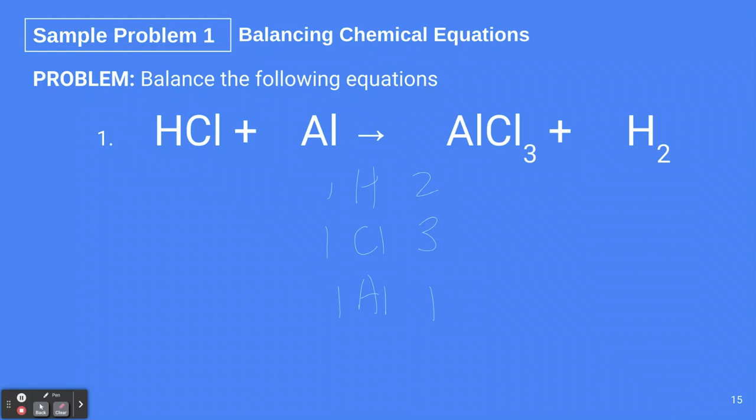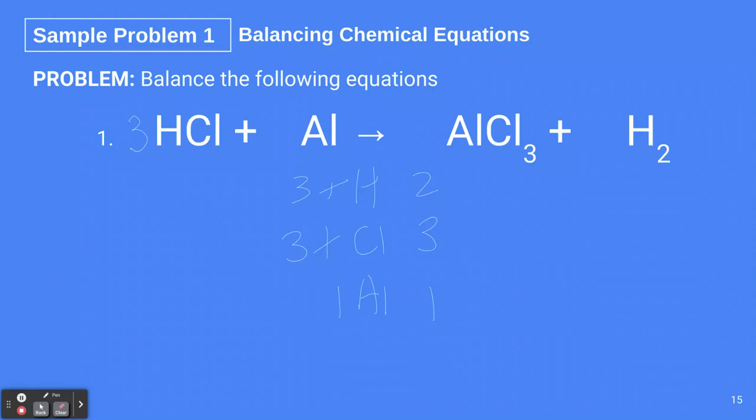So to get three chlorides here, I'm going to do a 3 here, which is going to change my hydrogen to 3 and my chlorides to 3. So at this point, now I've got aluminum and chloride balanced. What's not balanced is my hydrogen. So what happens in balancing sometimes is that you're going to have to change what you already thought you were going to have to do.